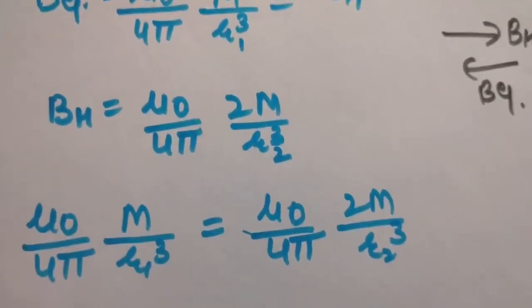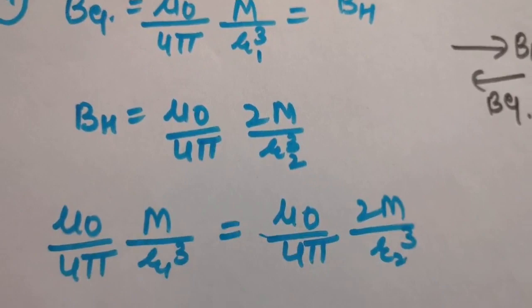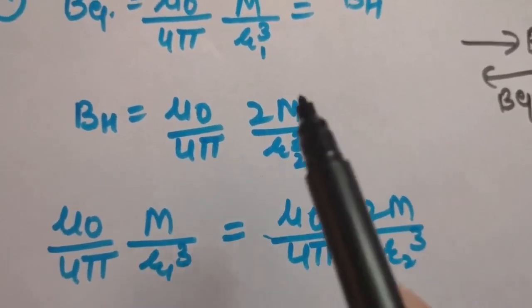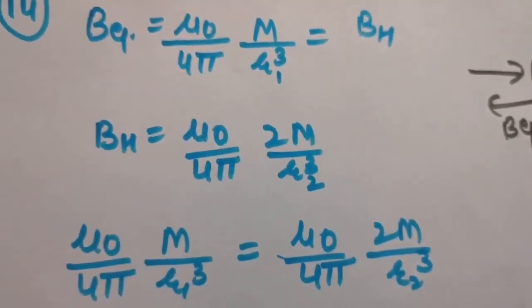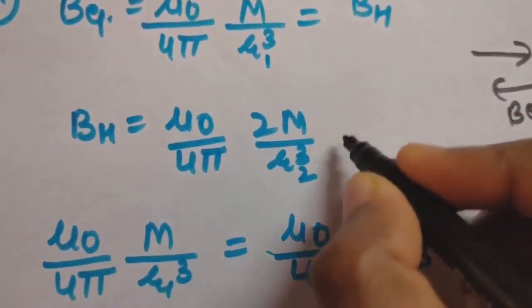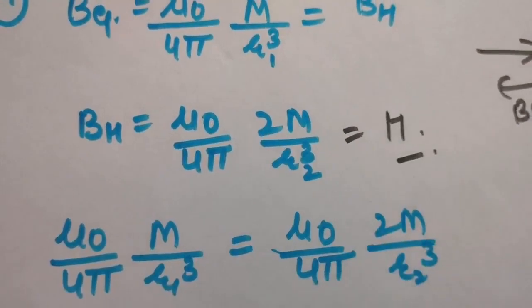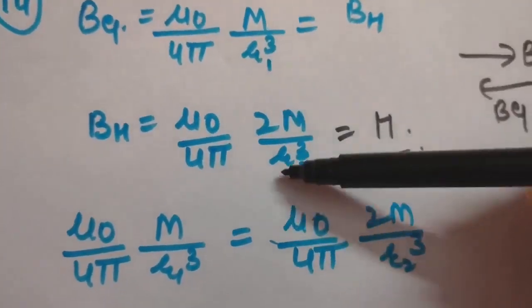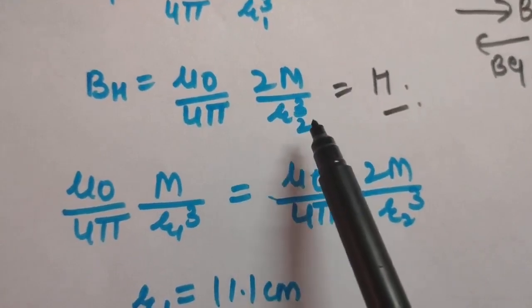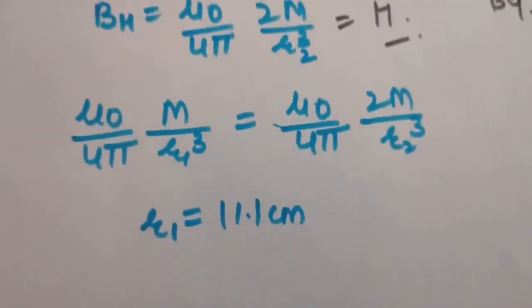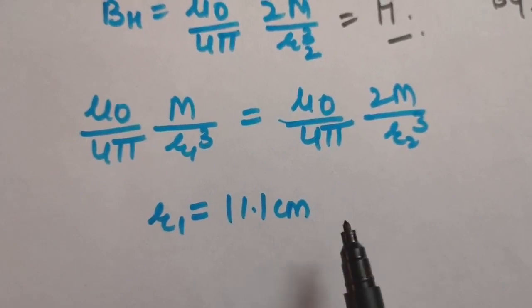And from the initial question, you know that BH is mu naught upon 4 pi 2m upon r2 cube. So this was also the null point, which is equal to H, and this is also equal to H previously. So that means these two should be equal. So if you put these two equal, and you know value of r2 is 14 centimeters as given in the initial question, you will get r1 to be 11.1 centimeters.